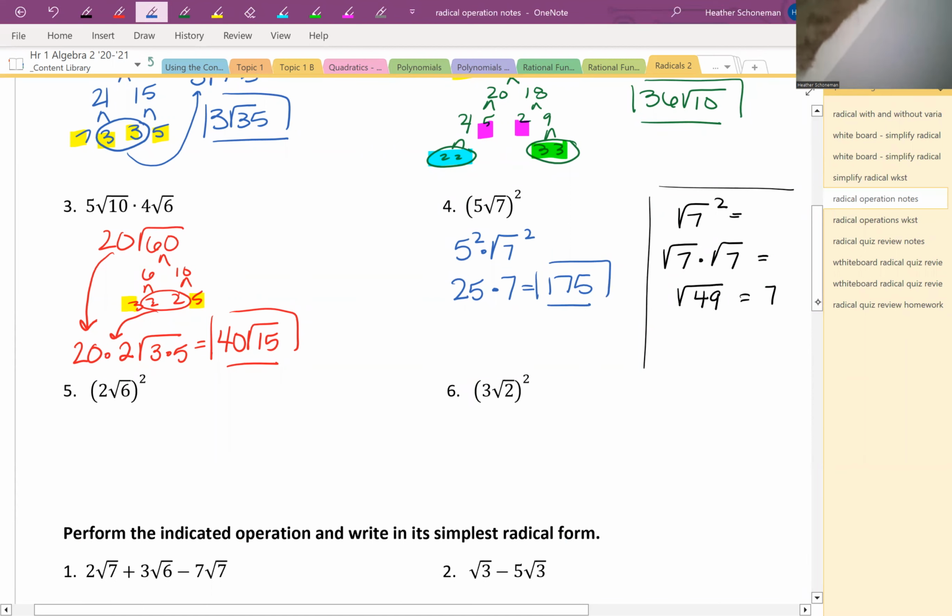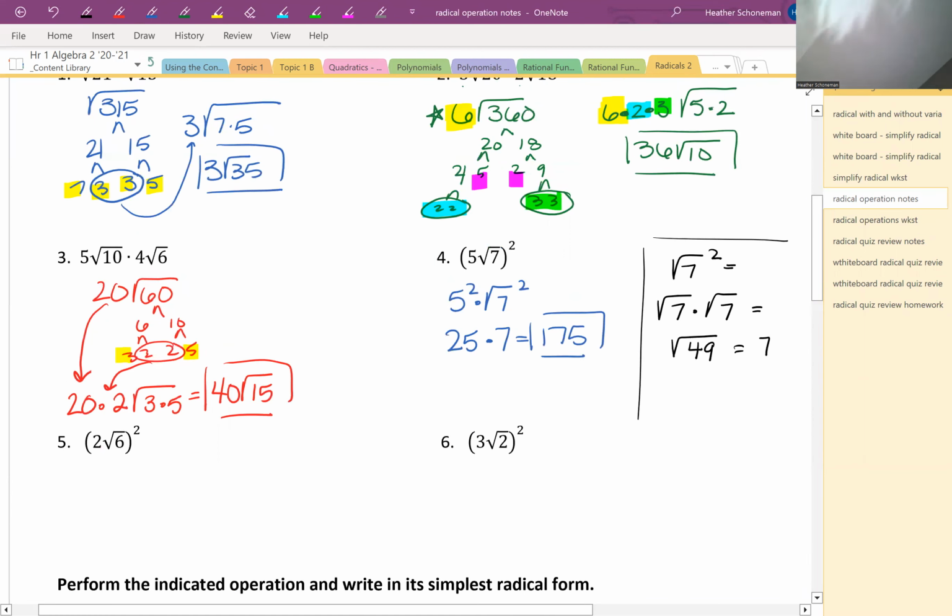On number 5, okay, my cat is walking on the screen, which does not help. Sorry about that.